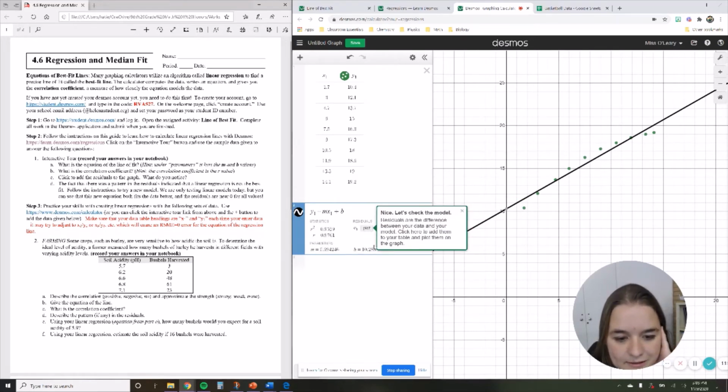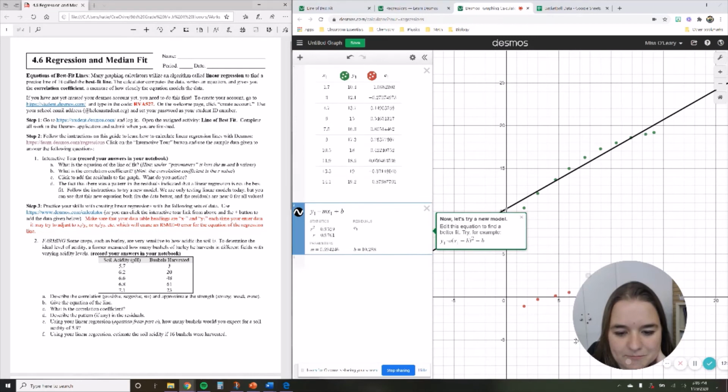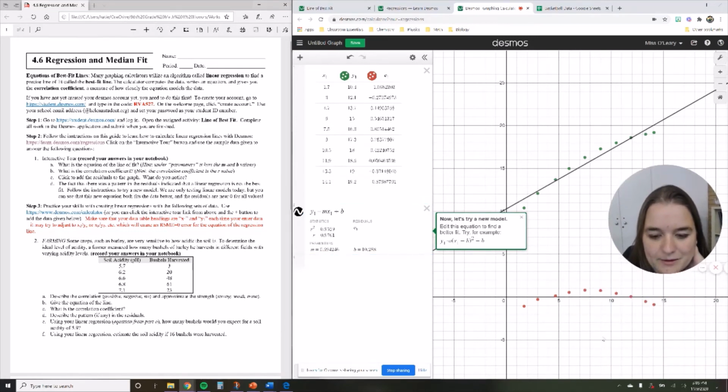So if I look at this here, the residuals are the difference between the data and your model. Click to add them to your table and plot them on the graph. So this time, instead of individually calculating each of the residuals, we're just going to plot them. It's built into our model here. Make my head out of the way. There we go. And we see that we have our residuals.